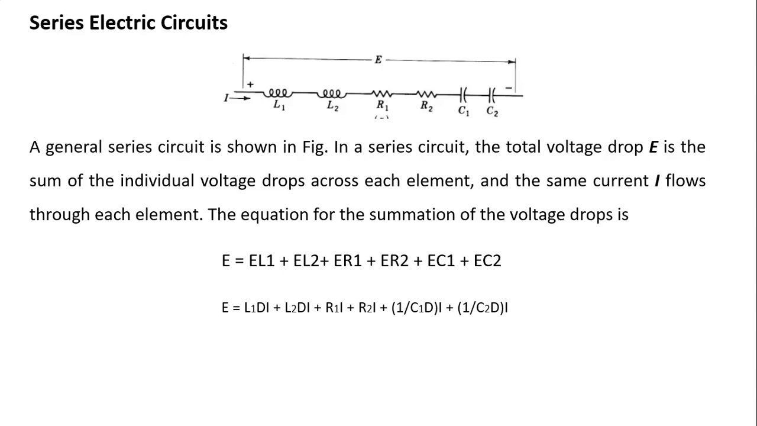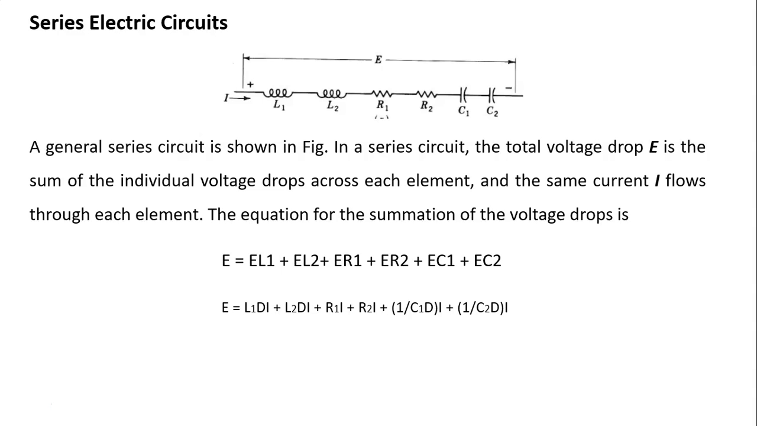Therefore, E is equal to, now since two inductors are there, L1, L2. We know voltage drop across inductor EL is equal to LDI. But two inductors are there, therefore we will write E is equal to L1 into D into I plus L2 into D into I plus, similarly two resistors are there, R1, R2. Therefore plus R1I plus R2I. Similarly two capacitors are there, C1, C2. Therefore, plus 1 upon C1D into I plus 1 upon C2D into I.